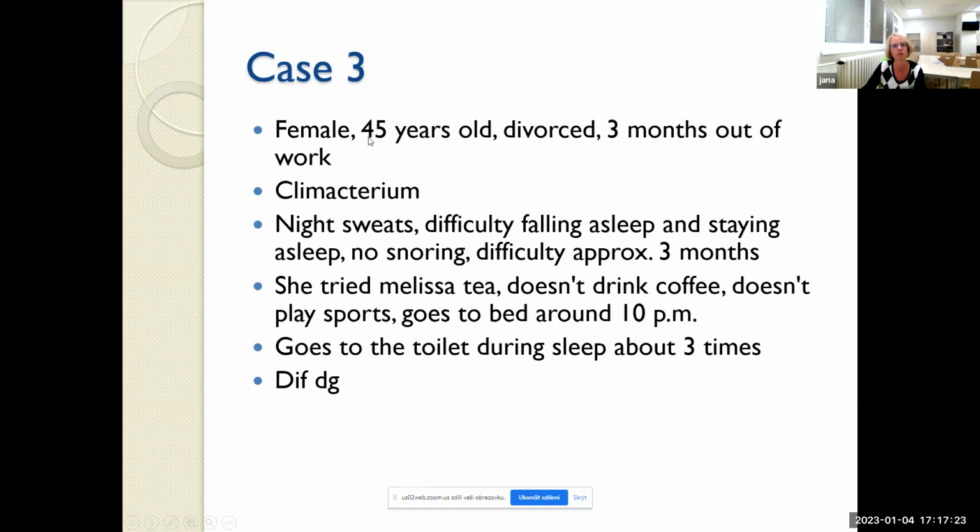Case 3 is a female, 45 years old, divorced, 3 months out of work. She is in a climacteric episode, even though she is under 50 years of age. She's sweating a lot during the night. She has difficulty falling asleep and staying asleep. She doesn't snore. She has had difficulty for over 3 months. She tried teas. She doesn't drink coffee. She doesn't do any sports. She goes to bed around 10 p.m. and goes to the toilet during the night about 3 times. What should it be? It is probably insomnia related to the phase of life. So we also need to consult a gynecologist and maybe support her with some hormonal therapy, if it's allowed, if it's possible.